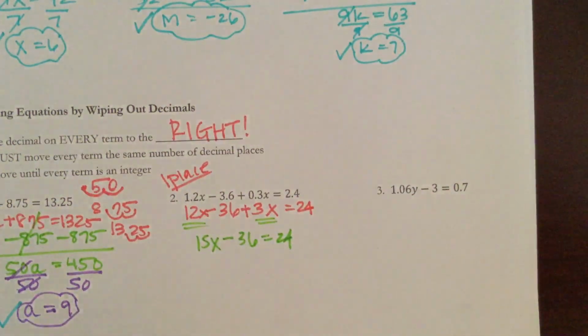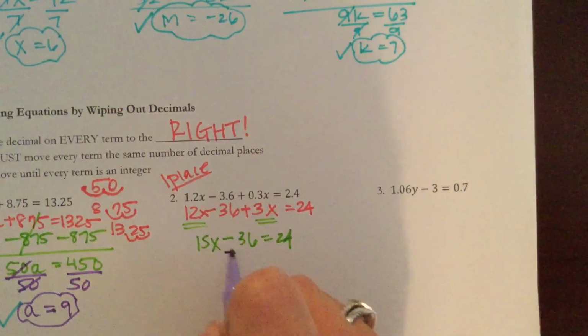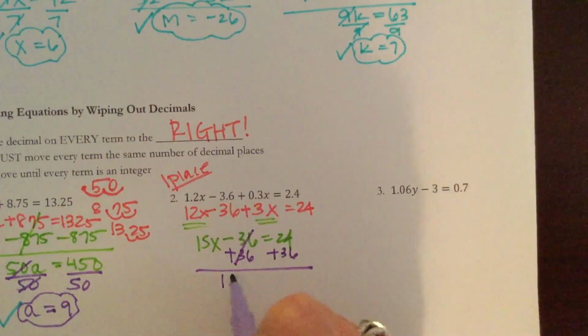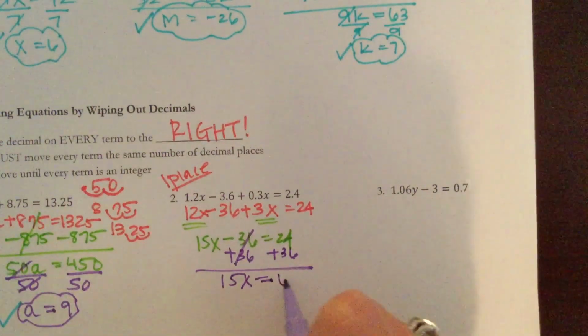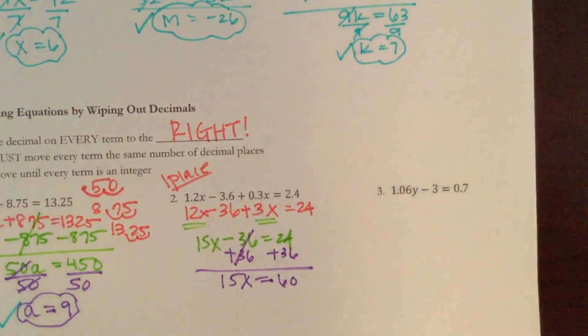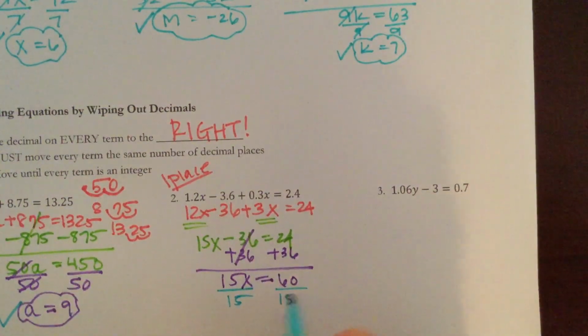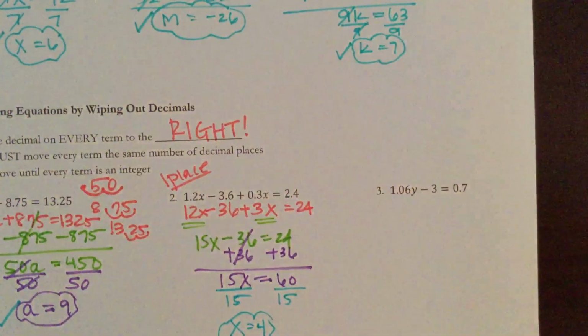Our next step is to add or subtract. We need to move this minus 36 over by addition. Those cancel. So 15x is equal to 60. And then finally, we'll finish off the problem with any multiplication or division. Dividing both sides by 15, we find that x should be equal to 4.